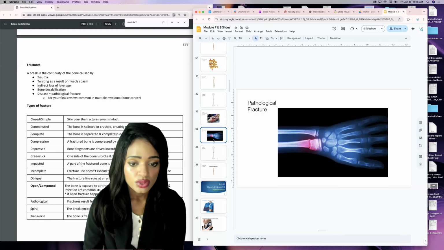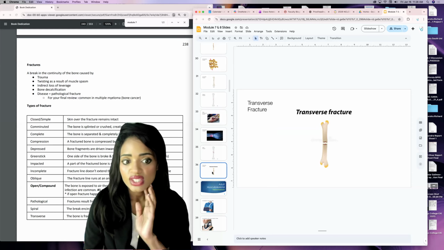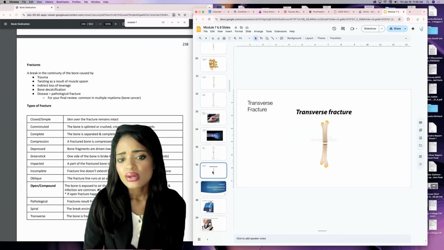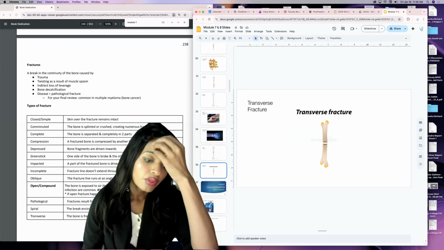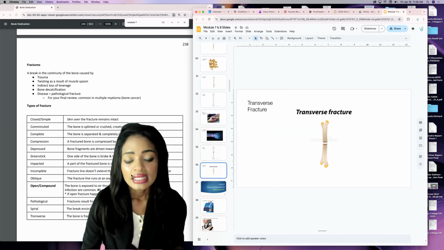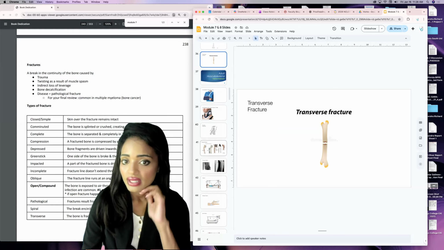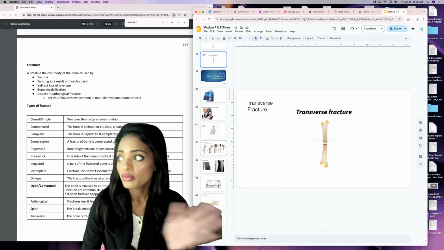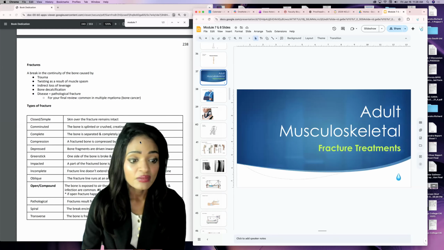Pathological, it's due to a disorder. Spiral, it broke on a spiral. And transverse, it broke straight across. So the most important one is open compound, because the skin is open, and what you're going to do is cover it with a sterile dressing and get them help immediately by contacting the healthcare provider, or if you're outside of the hospital, bringing them to the hospital immediately, because we want to prevent infection.